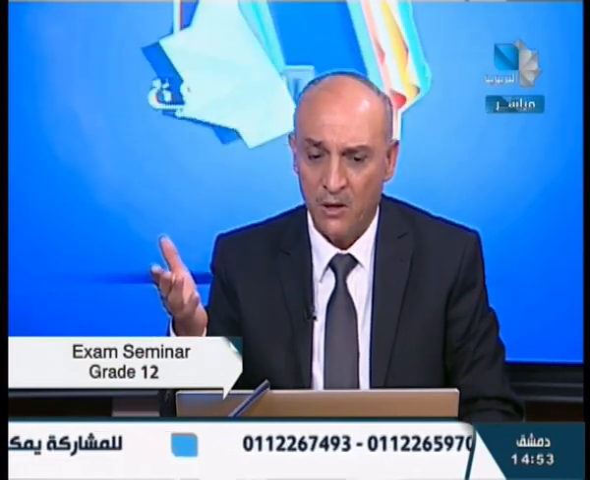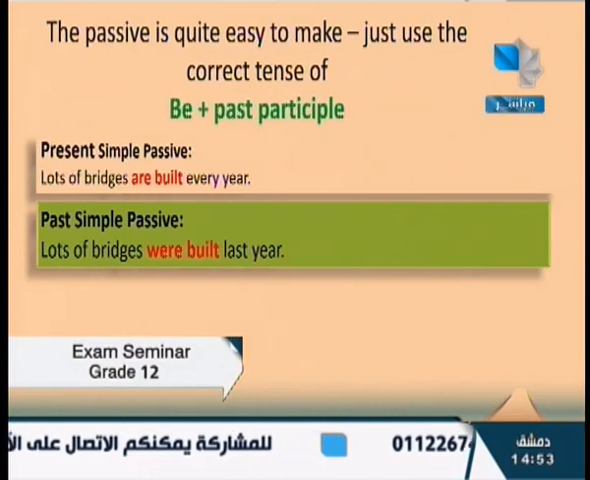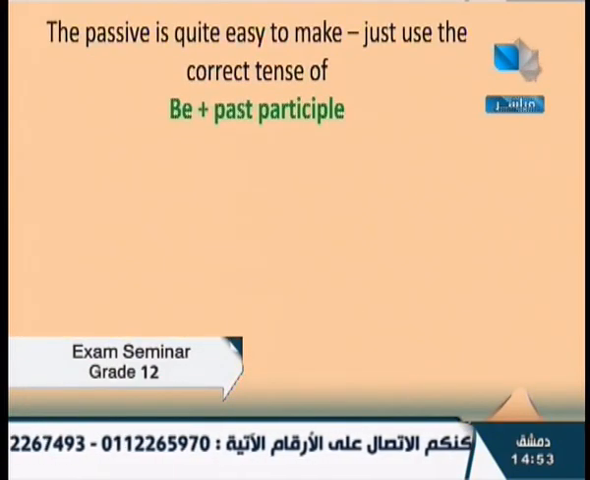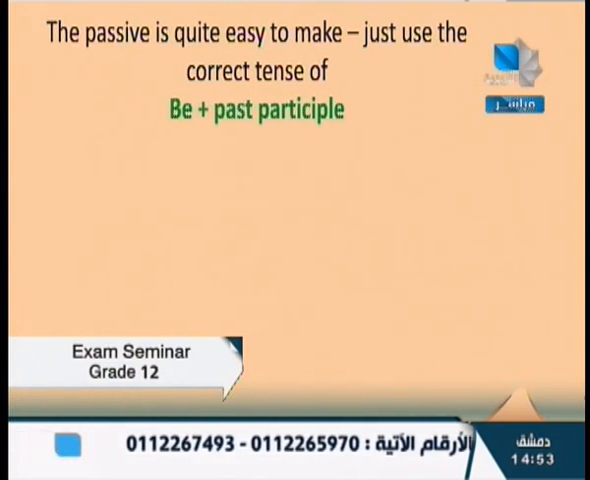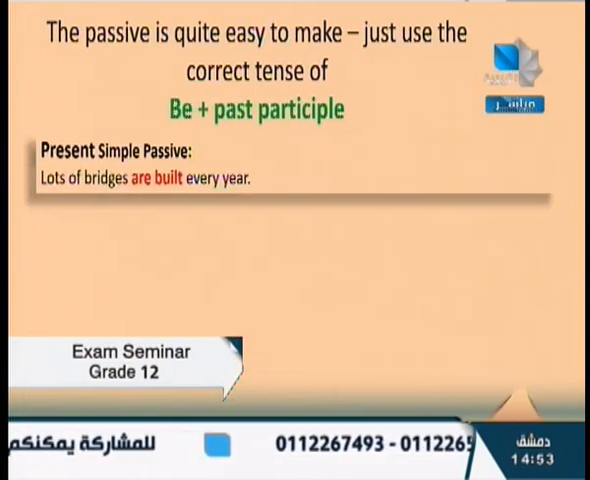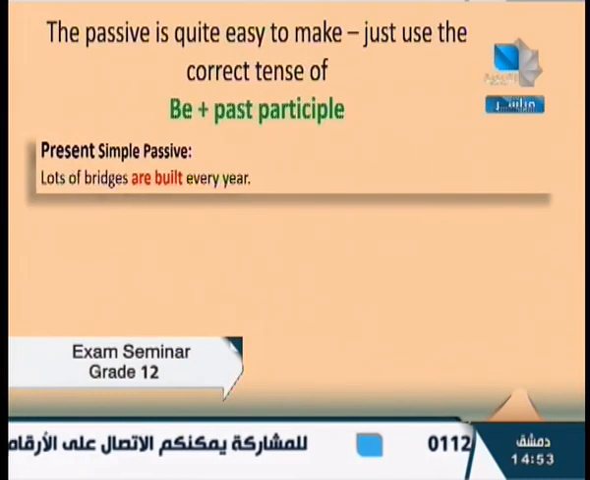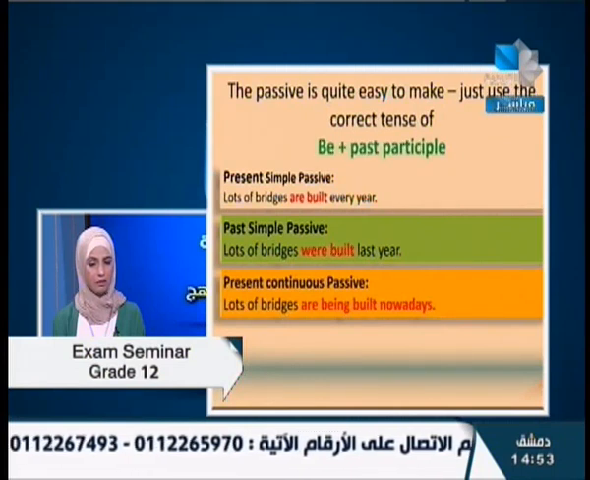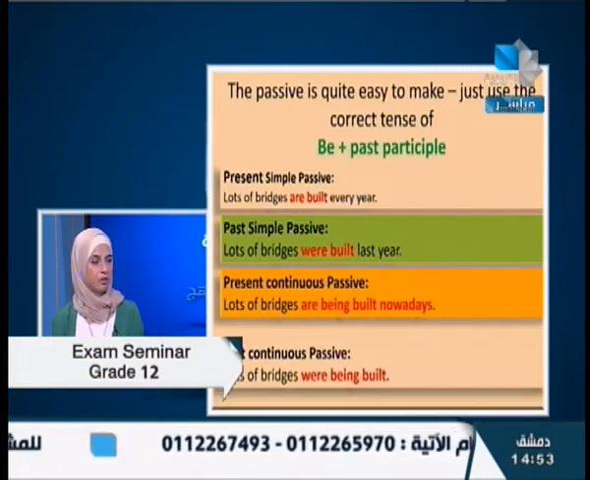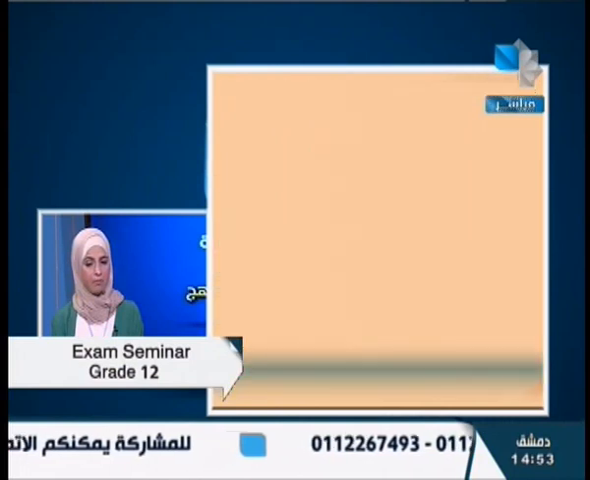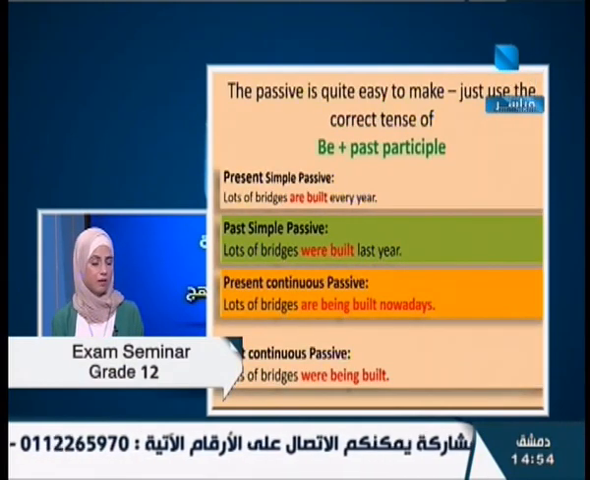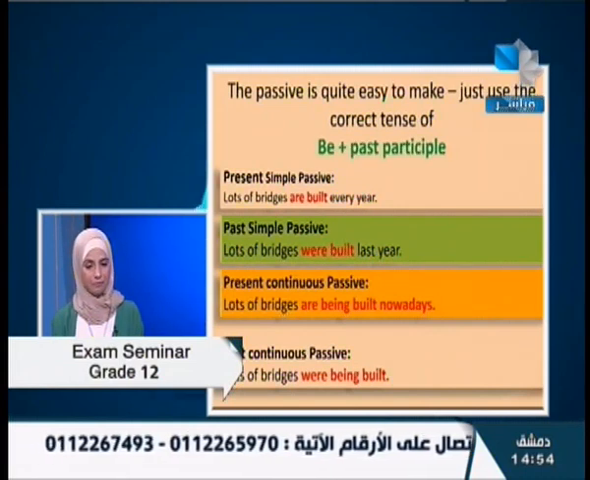Now, we have another piece of information, the structure of passive voice. The passive voice is quite easy to make. We just have to use the correct form of the verb be. Let's have some tenses. For example, present simple passive. In the present simple passive form, the auxiliary verb be is used in the present tense, I mean is, am, or are, followed by the past participle of the main verb. For example, lots of bridges are built every year.